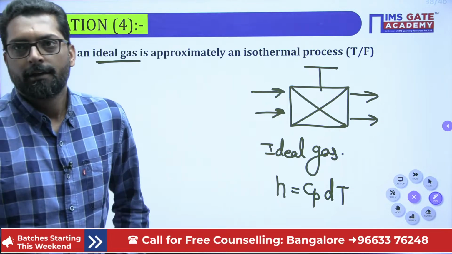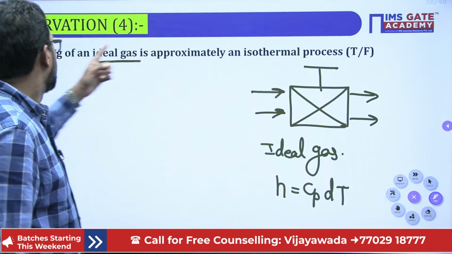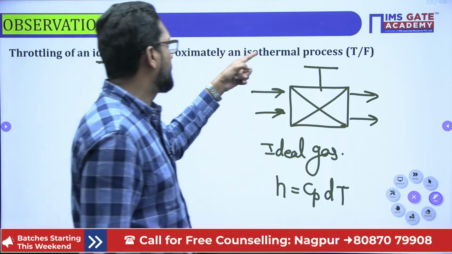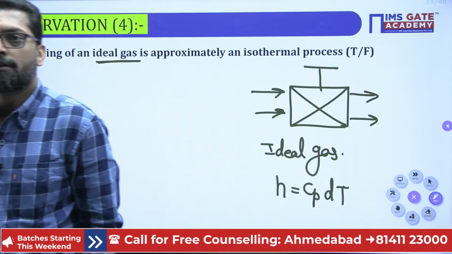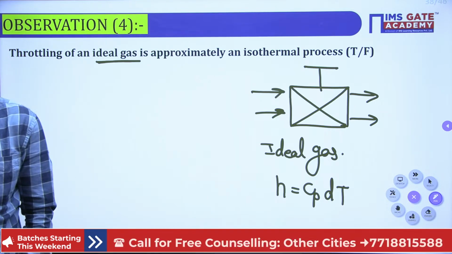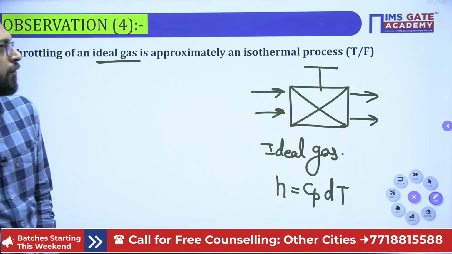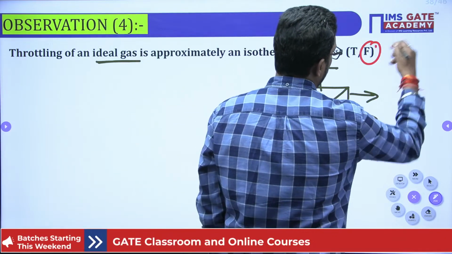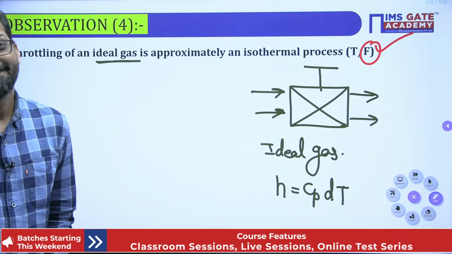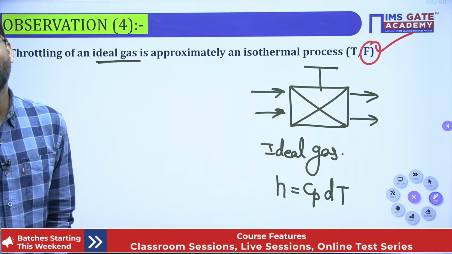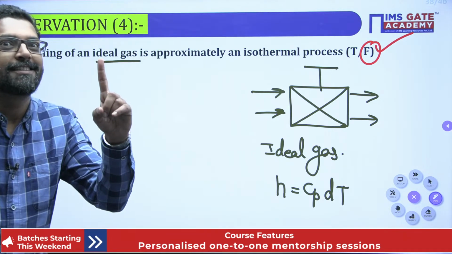So what is true and false, please? That means throttling of an ideal gas is approximately an isothermal process. Pratik, is it true or false? No, it is false. You are wrong. This is the beauty. This is false. For an ideal gas, throttling is not an isenthalpic process. That's why throttling is not an isenthalpic process.